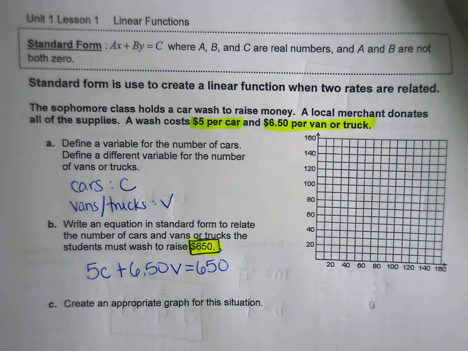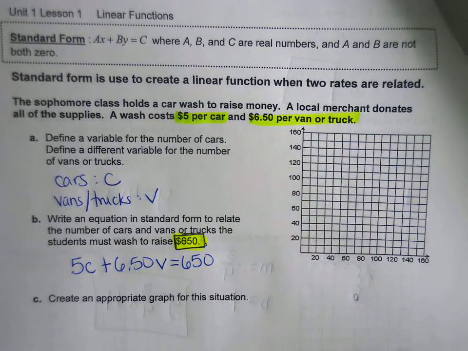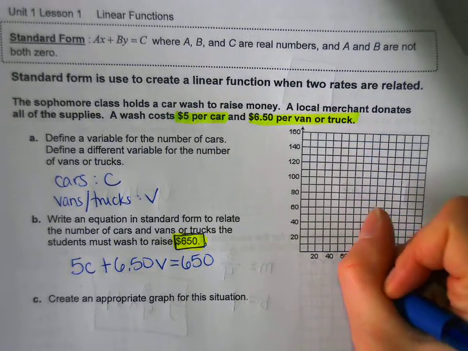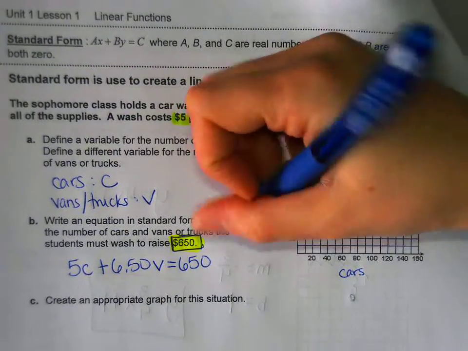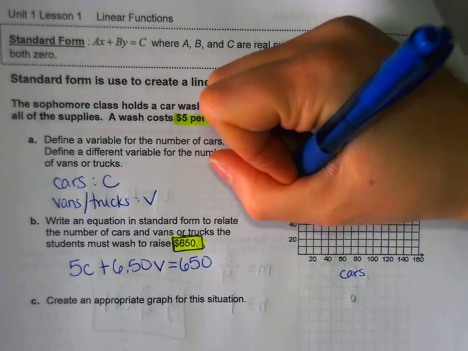So we want to create an appropriate graph for the situation. So if I'm dealing with this, I'm going to label this axis my cars, and this one for my vans.